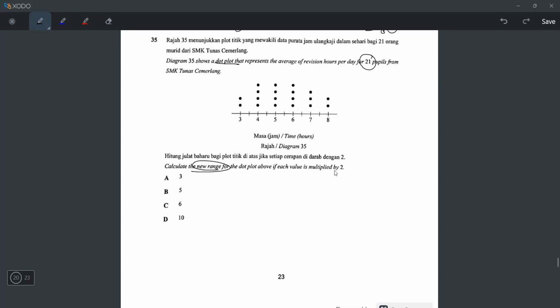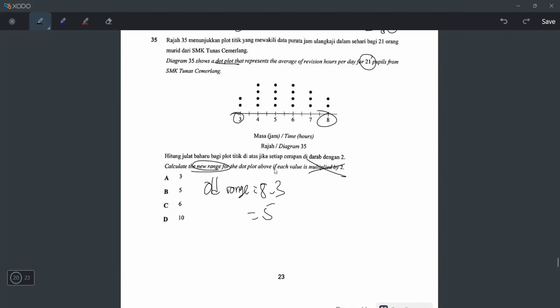Calculate the range of the dot plot above if each value is multiplied by 2. Okay, this one don't do first. You find the old range first. So what's the old range? Range is the maximum value minus minimum value. So it will be 8 minus 3. So it will be 5. But some students don't understand. Sometimes they will say something like, oh, take the dot with the most dots minus the dot with the fewest dots. Not like that, bro. Range is not like that. Range is you take the highest value minus the smallest value. So it's just 8 minus 3. I once heard a student say something like that. So no, just 8 minus 3.